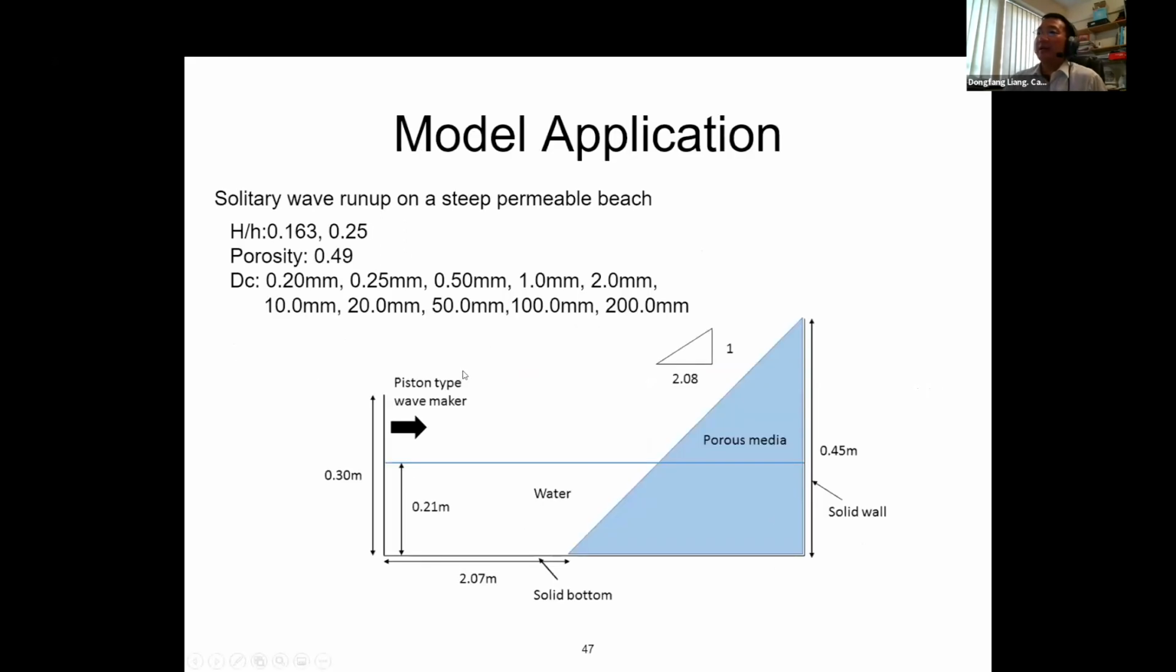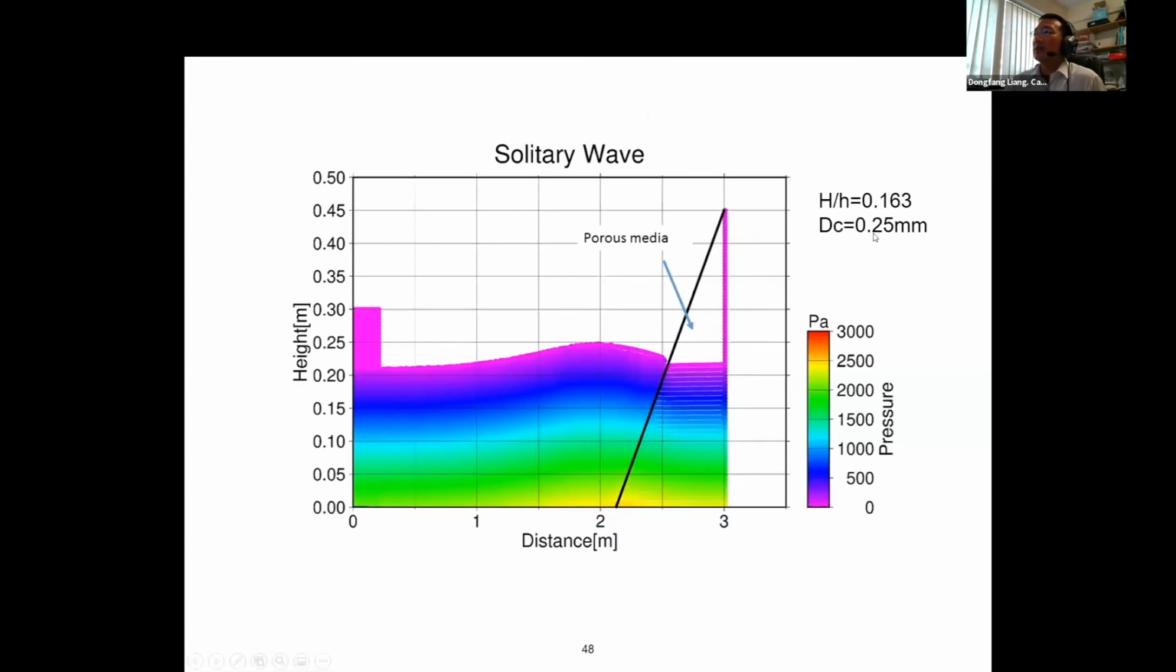So here, the application is the run-up of the incoming solitary wave on a porous triangular permeable beach with different grain size. So this is when the grain size is very small, the beach is almost impermeable, behaving in a similar way to the solid beach. So as the time progresses, there is very little movement of the water particles inside the beach.